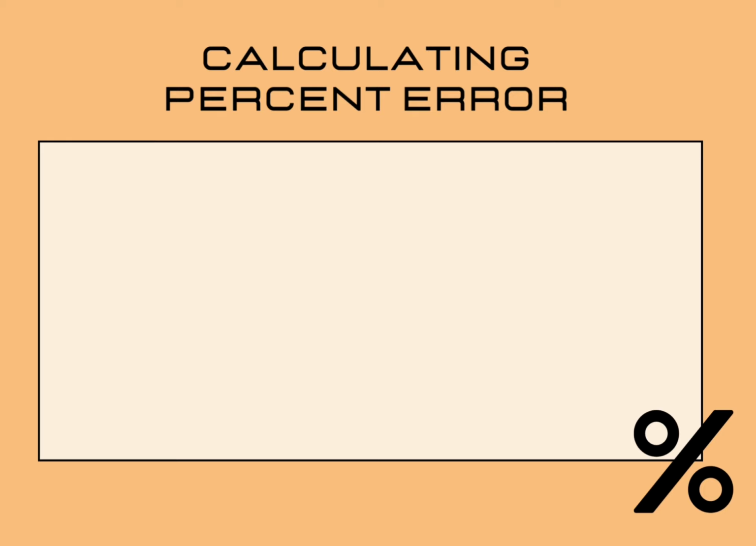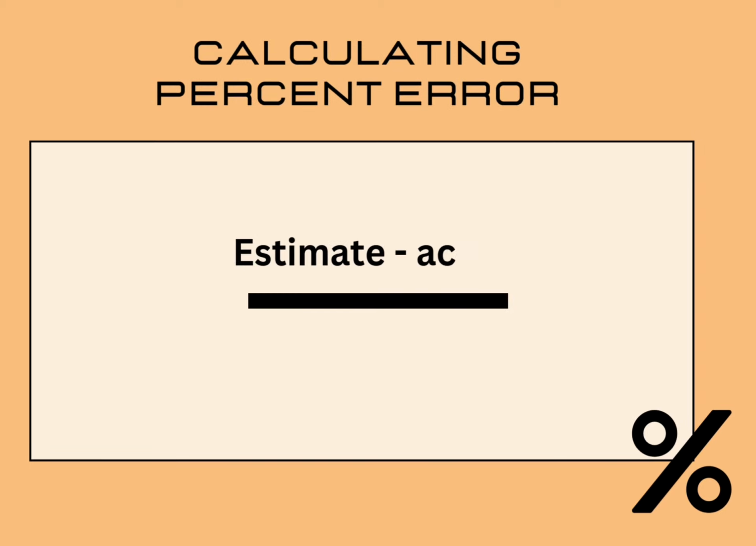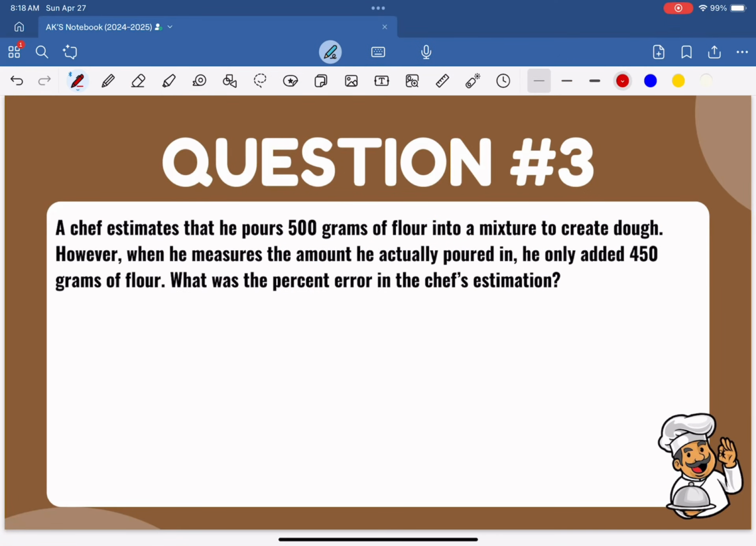Now, let's find percent error. The formula for percent error is the estimate minus the actual amount, all divided by the actual amount. Question 3. A chef estimates that he pours 500 grams of flour into a mixture to create dough. However, when he measures the amount he actually pours in, he only added 450 grams of flour. What was the percent error in the chef's estimation?